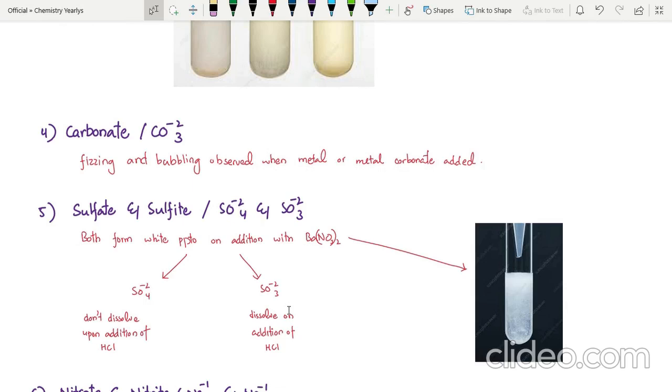Now let's move on to sulfate and sulfite, SO4 2- and SO3 2-. Both form a white precipitate on addition of barium nitrate.